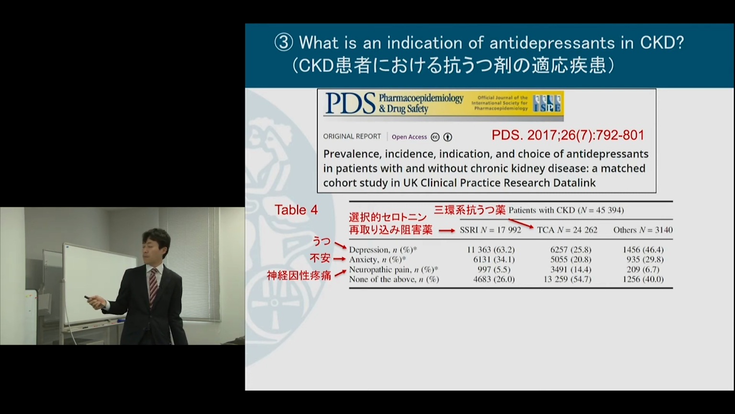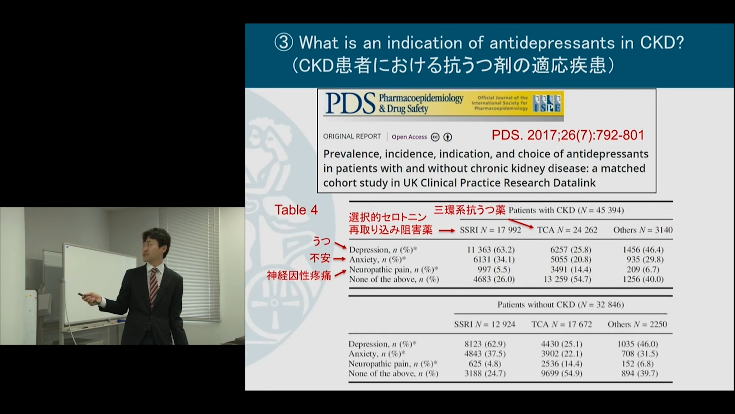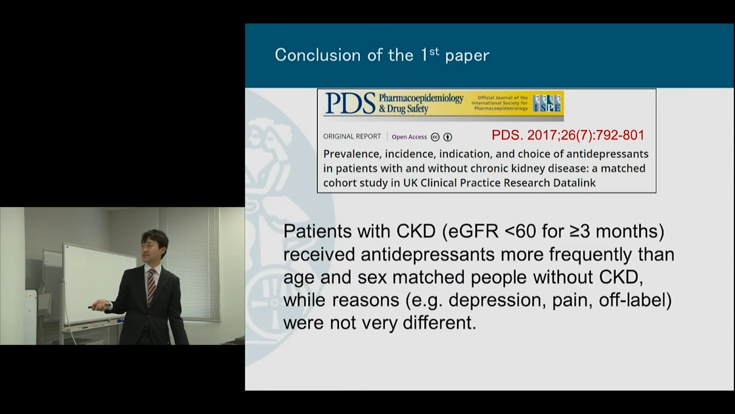And importantly, I compared this between patients with and without CKD. And importantly, this was not very different. So this is kind of against my expectation. In my clinical experience, I expected that antidepressants are prescribed off-label, or tekyogai shoho, in patients with CKD, but that was not the case in the UK, in real-world practice, at least in the UK. So it's kind of a boring result.